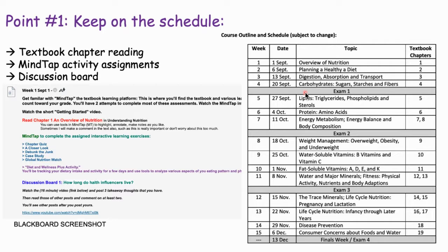Each of the exams mainly focuses on those chapters that have come right before it. Occasionally, of course, they do blend together. A lot of the things you learned in earlier chapters do carry forward, especially the early chapters, when we look at each of the macromolecules. We've generally discussed digestion, absorption, and transport, and then we dive a little deeper into carbohydrates, lipids, and proteins, and then energy.